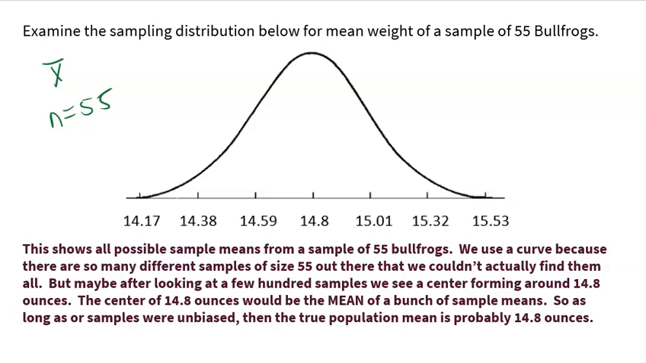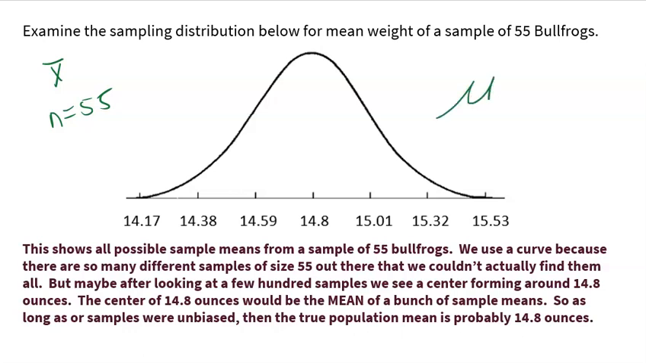So if we were to envision this sampling distribution that represents the mean of all possible samples of 55, we notice that it starts to stack up around 14.8. And yeah, there's going to be some deviation, right? There's a little bit of deviation down, down, down, a little bit of deviation up, up, up.